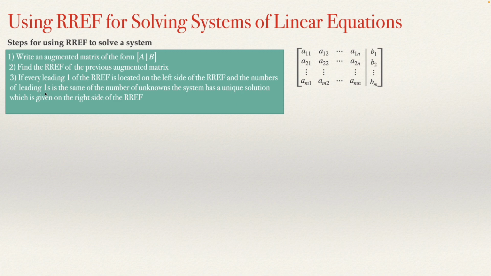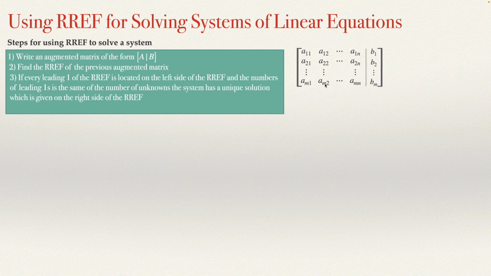And the number of leading ones is the same as the number of unknowns. For example, if you have 3 unknowns, 3 leading ones. Remember that the leading one is the first number that you find different than 0 in every row of the row echelon form. You are going to find some ones. So the first one that you find in every row is a leading one.